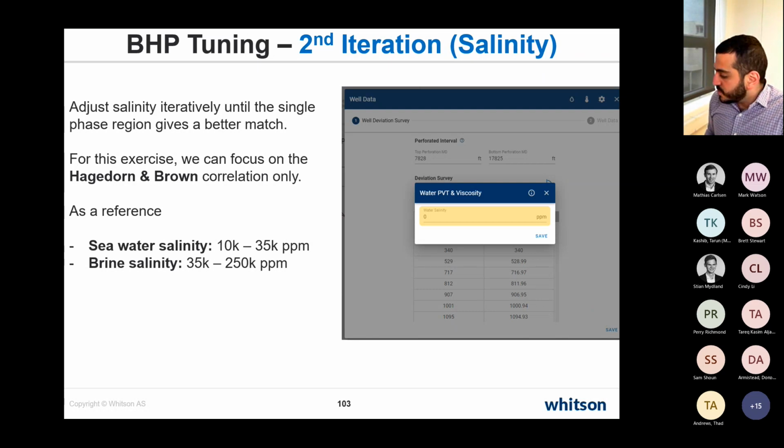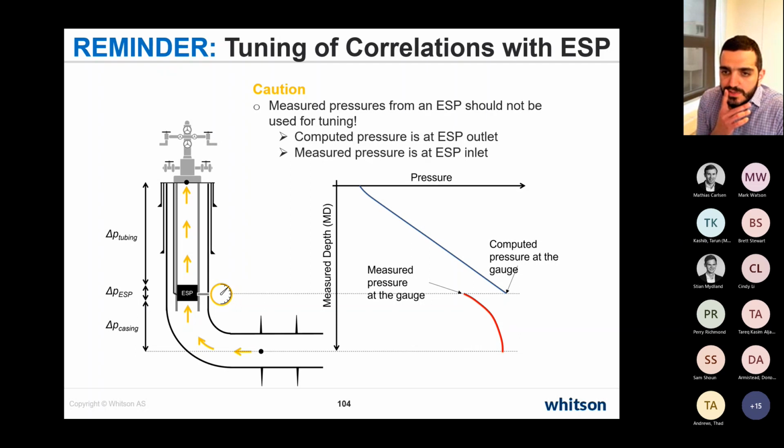So just an important thing that Stian went through, but I want to re-emphasize, is that many people, at least when we first introduced the BHP tuning feature, tried to use ESP measured pressures, like gauge pressures from the ESP, to do the tuning, and that will not work. It's not possible to use pressures measured at the inlet of the ESP for tuning the correlations, okay?